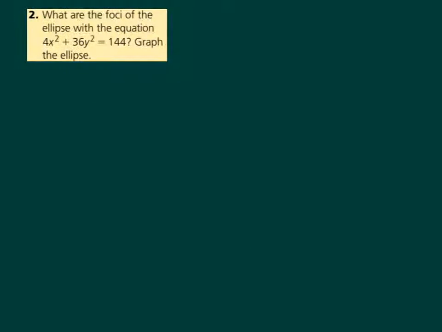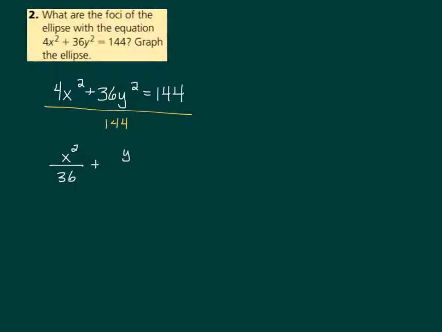What are the foci of the ellipse with the equation 4x squared plus 36y squared equals 144? And they ask for a graph. So the thing to pay attention to here is that in the standard form, I made sure to point out, it always equals what? 1. The right-hand side of the equation for an ellipse in standard form is 1. So in this problem, I have to divide everything by 144. That's going to give me x squared over 36 plus y squared over 4 equals 1.